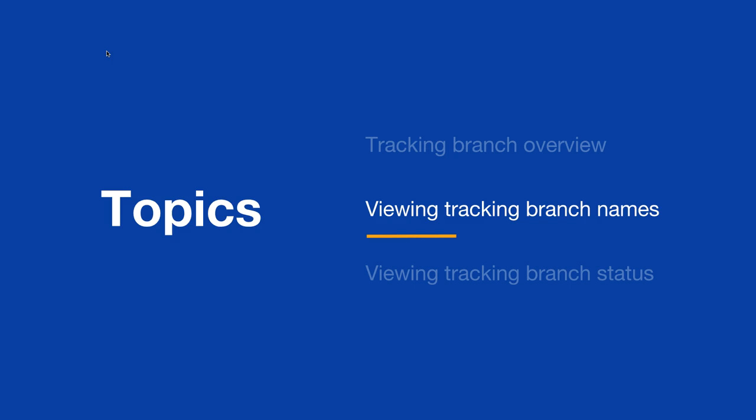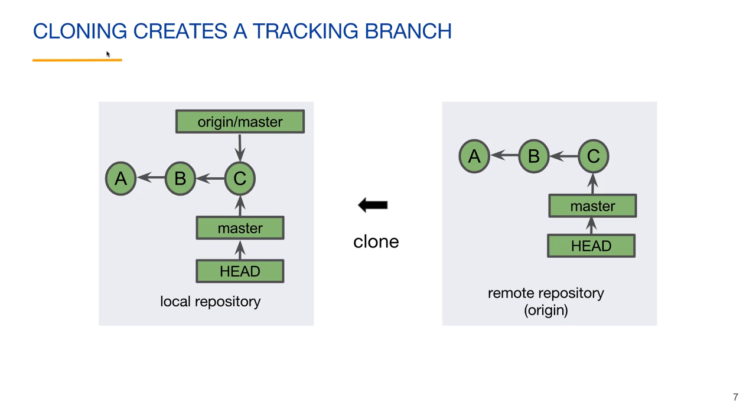Next, we will discuss viewing tracking branch names. We have seen that cloning a remote repository automatically creates a tracking branch. Let's see this in action using Bitbucket and Sourcetree. You will do something very similar in the lab that follows this video.